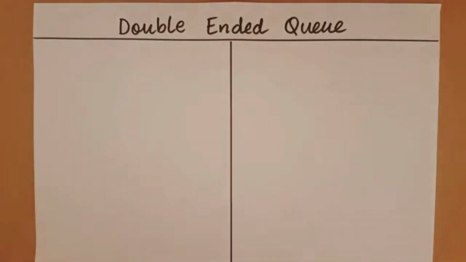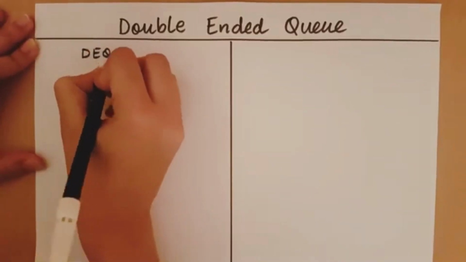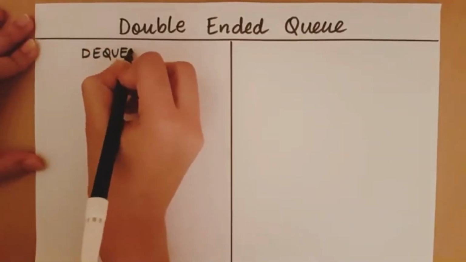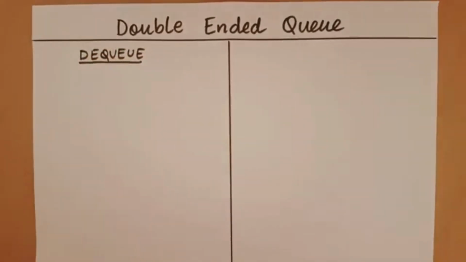Double-ended queue. A double-ended queue, or a DQ, is a variation of the basic queue that we have seen earlier. All the properties of the basic queue hold, as well as a few additional properties.